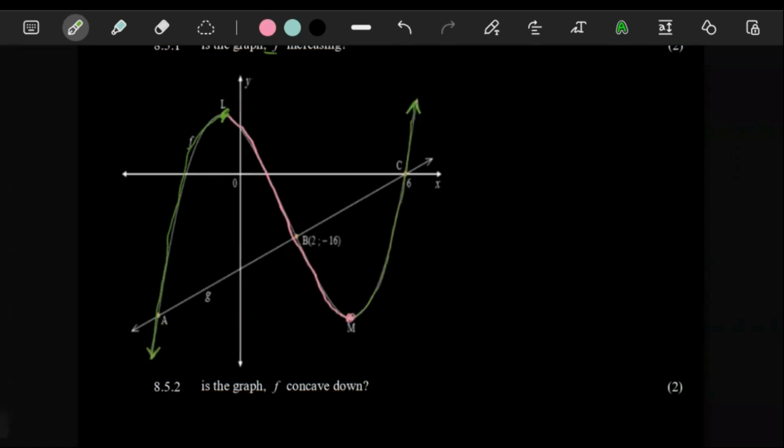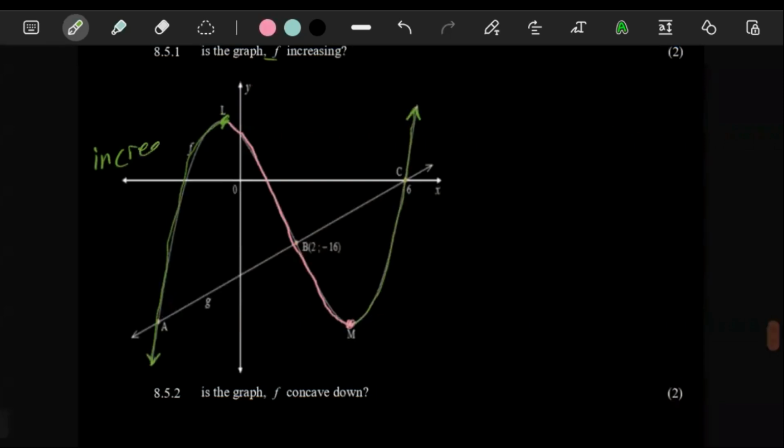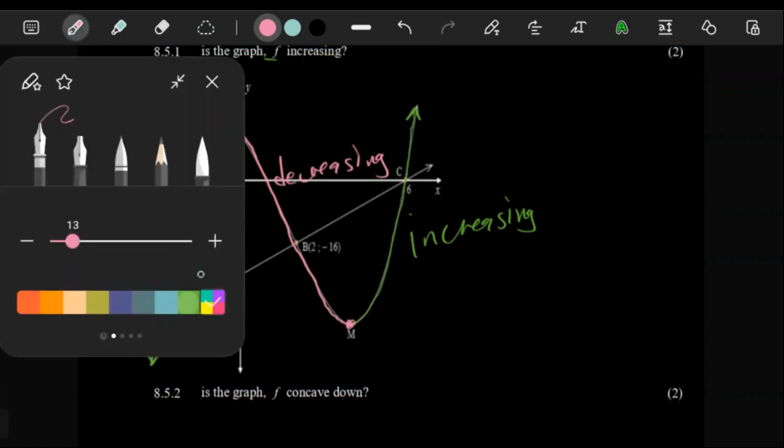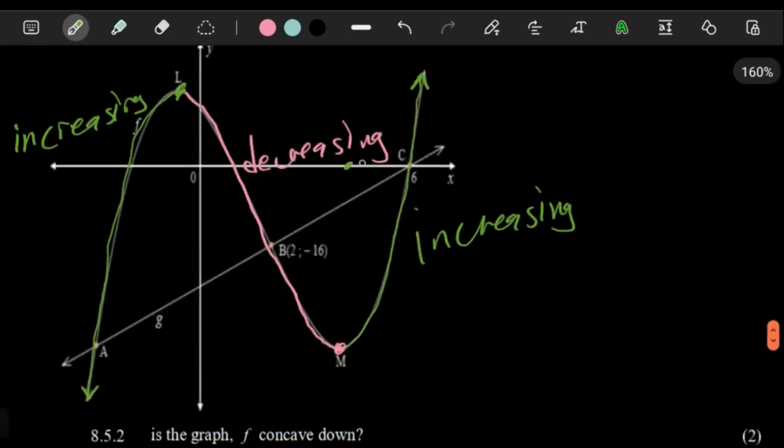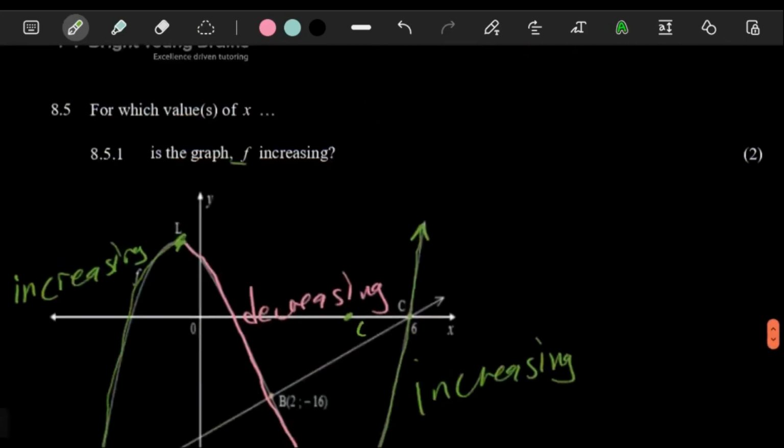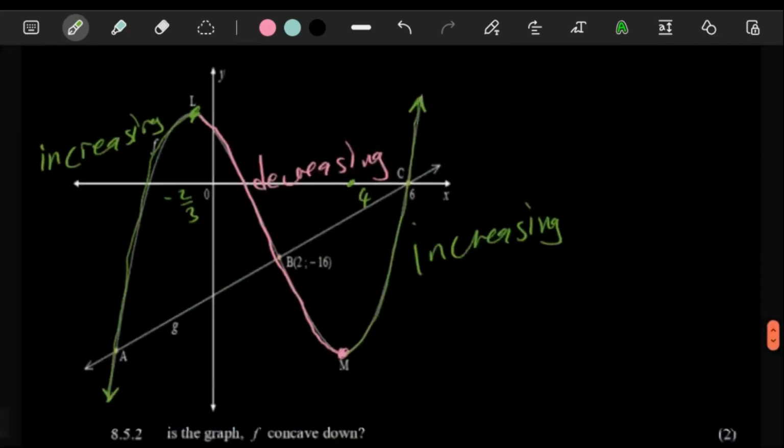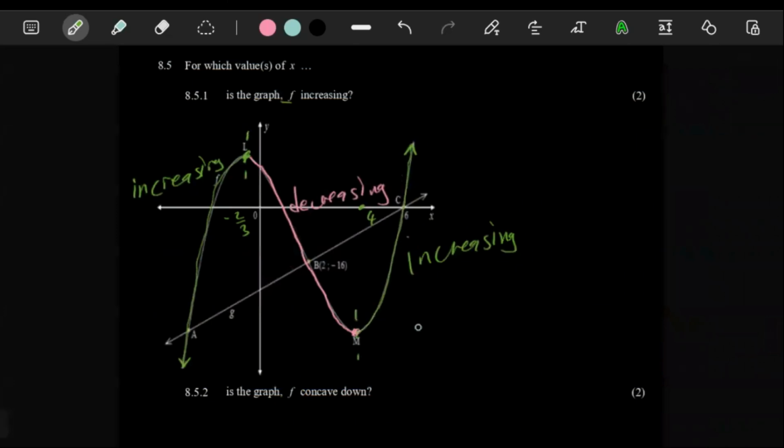So every time you're walking up, that's where the graph is increasing. Let me write also increasing. Every time you're walking down, that's where the graph is decreasing. They want where the graph is increasing only. The x values of the turning points: the first one we got as 4, the other one was negative 2/3. So the graph is increasing from negative infinity all the way until negative 2/3. That's the first portion.